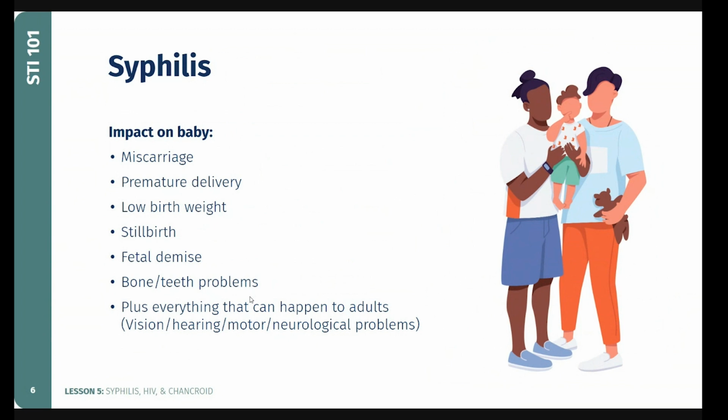And of course, all of the adverse outcomes in adults can also be observed in babies. So blindness, deafness, motor problems, and neurologic problems can develop. Some babies with syphilis exposure will be born very symptomatic. Others will look perfectly healthy, but could go on to develop life-threatening symptoms later on. Some symptoms of congenital syphilis may not manifest for up to 40 years.